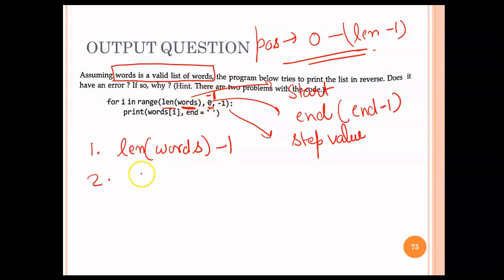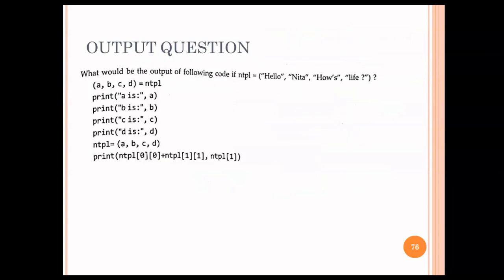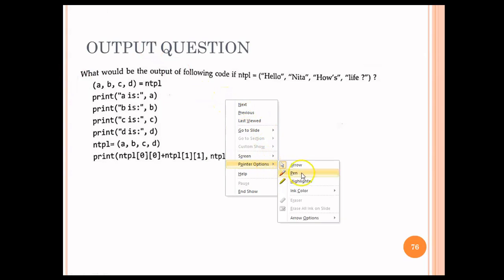So that's perfect only. So 0 will be replaced with minus 1. Okay, now it will give you the correct output. Because of these 2 errors, the code was not giving you the desired output, but when you make these changes, it will give you the desired output. Now, output question. What will be the output of the following code?